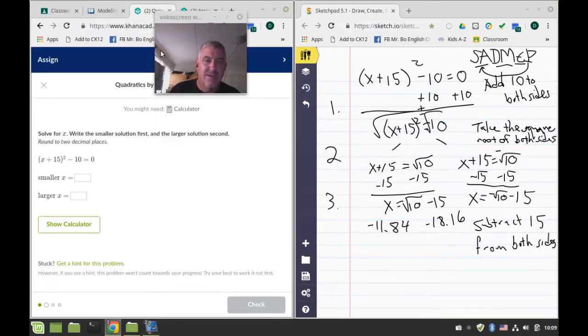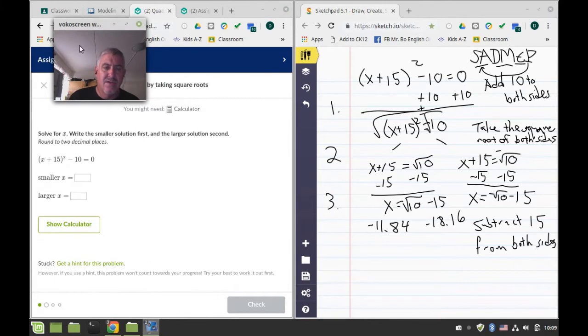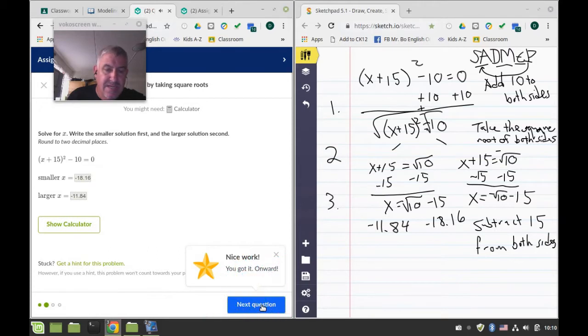There we go. There's my close. Okay, so the smaller number here is negative 18.16, and the larger number is negative 0.84. Check those. Check. Okay.